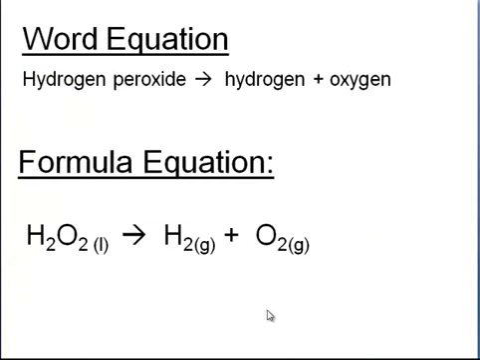Okay. Now here's another example of a word equation and the formula equation. Word equation is hydrogen peroxide yields hydrogen and oxygen. The formula equation would be H2O2, which is my hydrogen peroxide. Now this symbol right here, folks, is called a state symbol. It tells us that hydrogen peroxide is in a liquid state. Okay? Hydrogen peroxide decomposes into hydrogen gas. That G stands for gas. Notice it's diatomic. It's one of the 7 diatomic molecules. And oxygen gas. This is my formula equation.